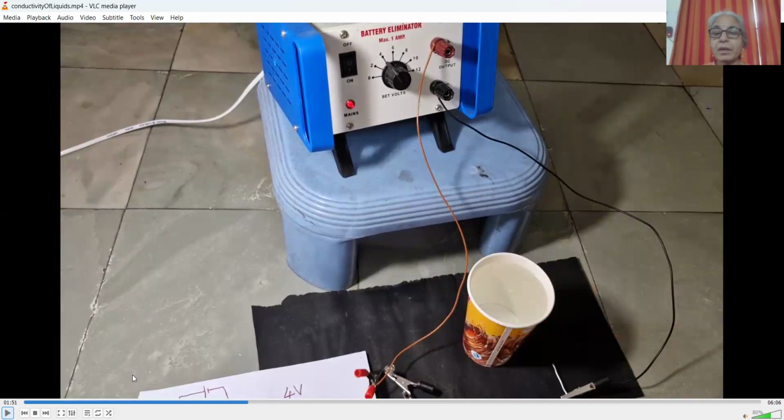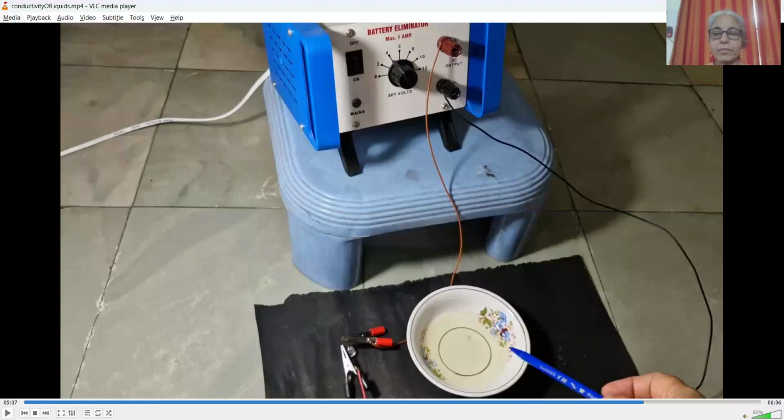Similarly, we can check other liquids. Ordinary tap water also conducts electricity. Water with a little bit of salt also conducts electricity. Next, we check a different liquid.